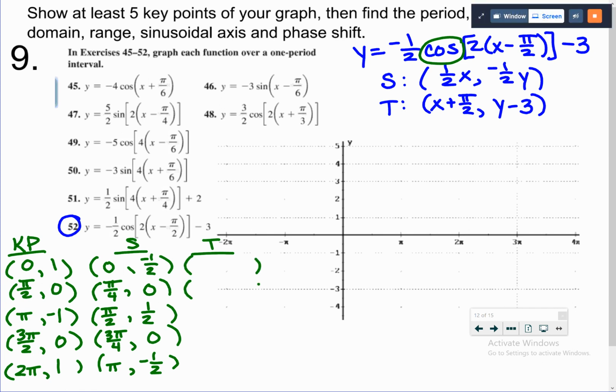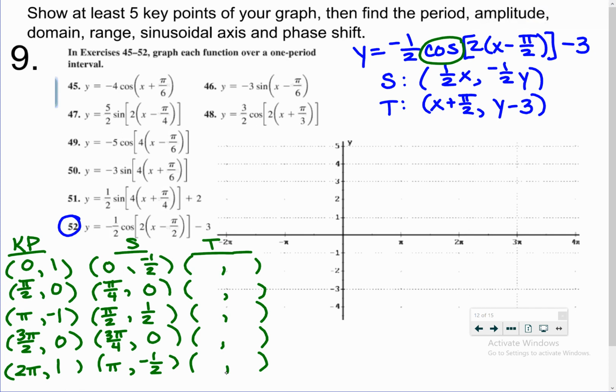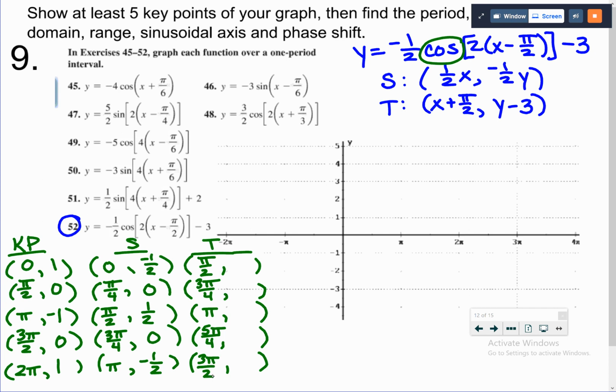Okay, then I need to take each of my x's and I need to add pi over 2. Remember, you might need to get common denominators, do a little work in the margins or on your unit circle. You'll get that back tomorrow. Okay, so 0 plus pi over 2 gives me pi over 2. Pi over 4 plus pi over 2 gives me 3 pi over 4. Pi over 2 plus pi over 2 is pi. 3 pi over 4 plus pi over 2, 5 pi over 4. And pi plus pi over 2, 3 pi over 2.